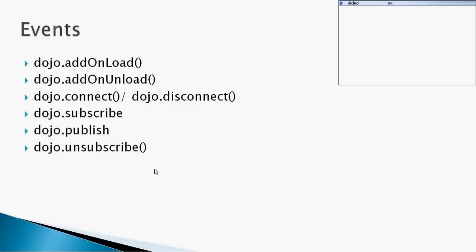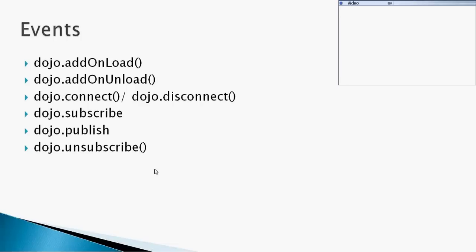To handle most of the events inside the browser, Dojo allows you to add event handlers to do some activity after that event. These are the basic functions which can help you handle the events. One is dojo.addOnLoad, which we have already seen, which we use at the end of page load. Similarly, we have addOnUnload. So before unloading the page, you can give some message to the user, do some cleaning, or save some data.